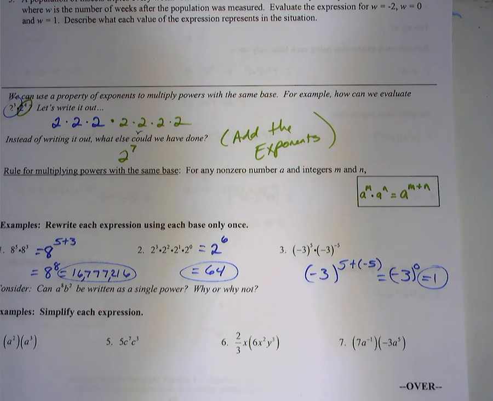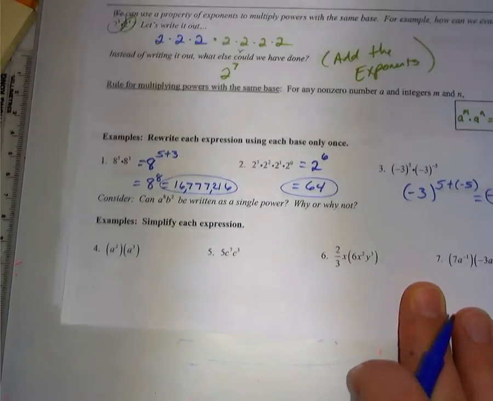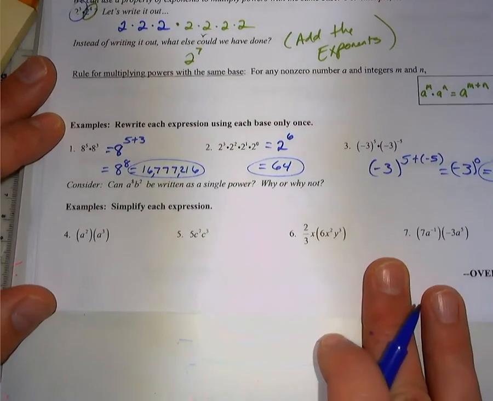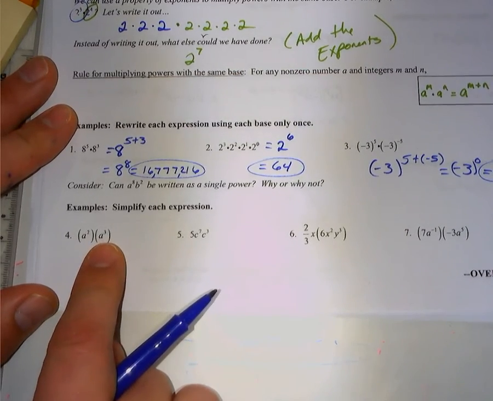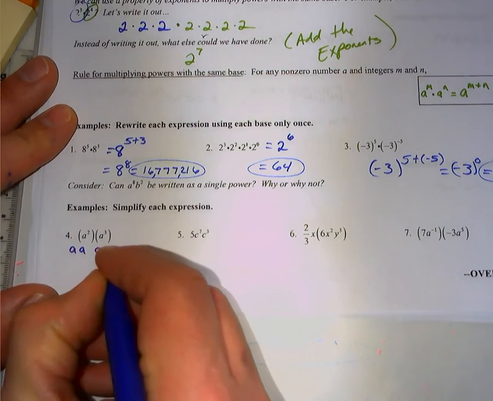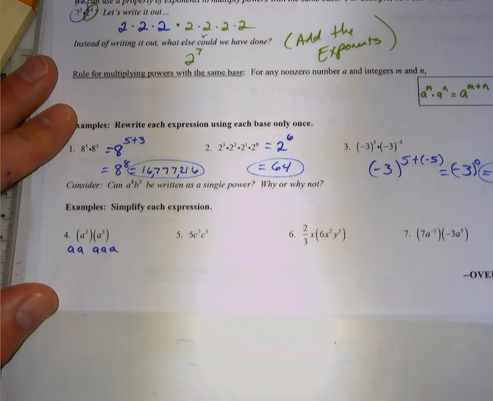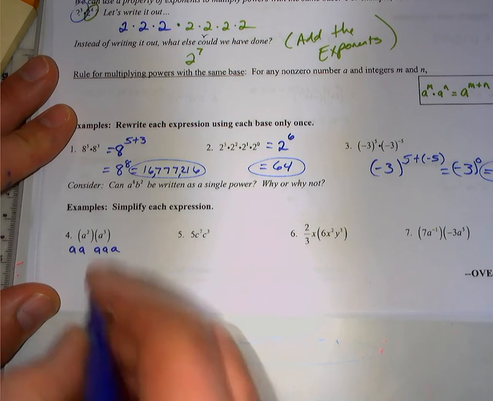All right, so now let's do some more examples. Now we look at where the bases are variables. Okay, so on the next one, I've got a squared and a cubed. If you need to, write them out. Quiz or test, you're like freaking out, like, I don't remember what to do. Do I add them? Do I subtract them? If I write out a squared, that's a and a. If I write out a cubed, that's a, a, a. Well, I have 5 a's. I add them.